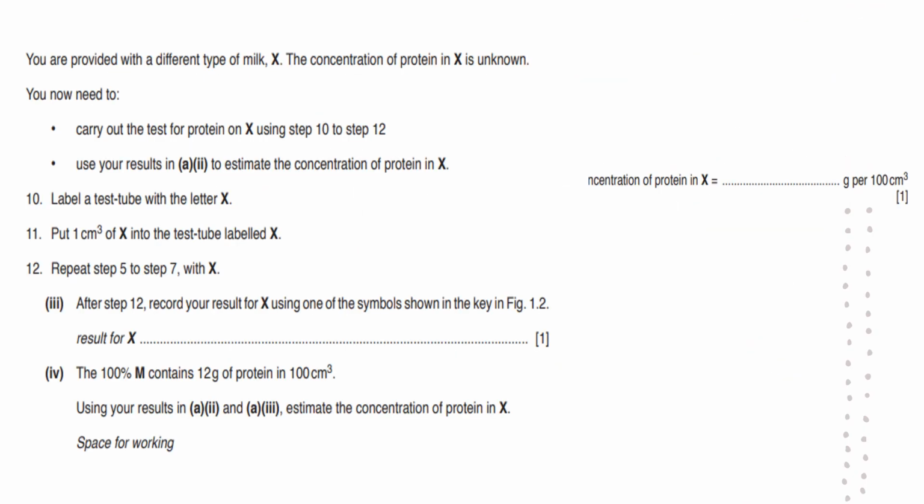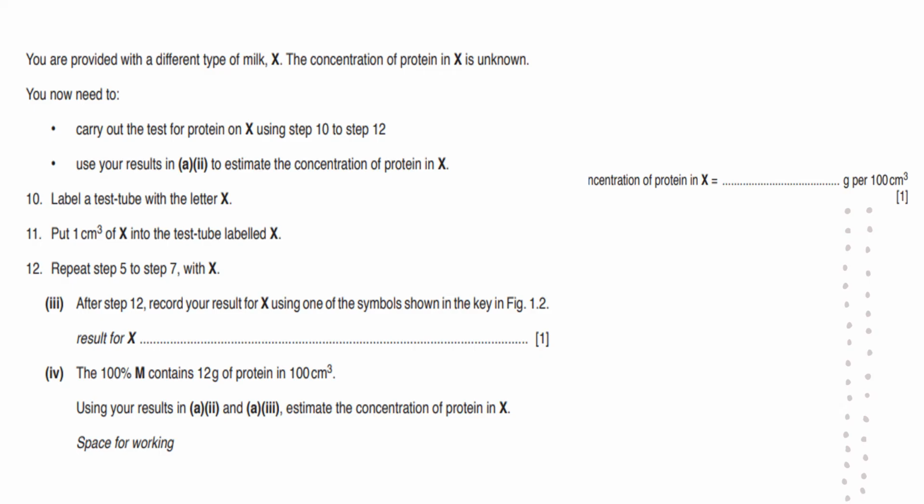Okay, so for this part of the question, they are asking you an extrapolation question. They say that after doing this experiment and interpreting with the key and all of that, you're provided with a different type of milk X, and the concentration of protein in X is unknown. You now need to carry out the test for protein on X and use your results to estimate the concentration of protein in X. So this is the extrapolation thing I was telling you about.